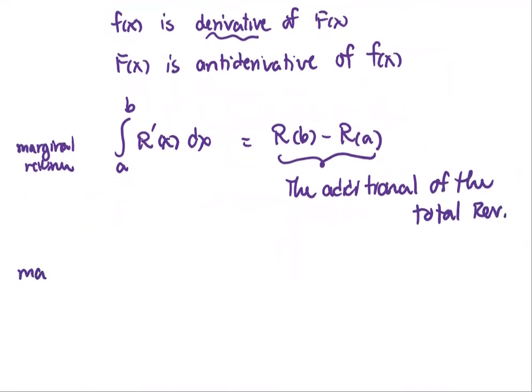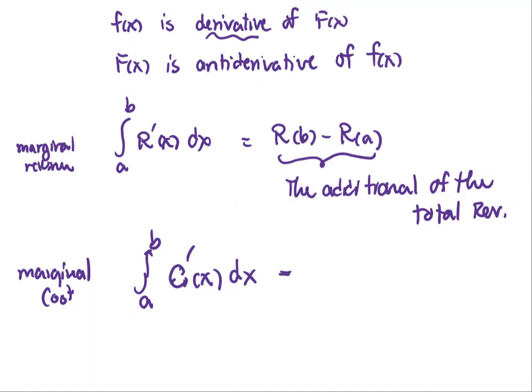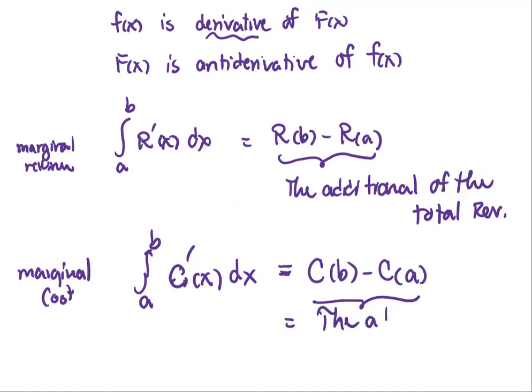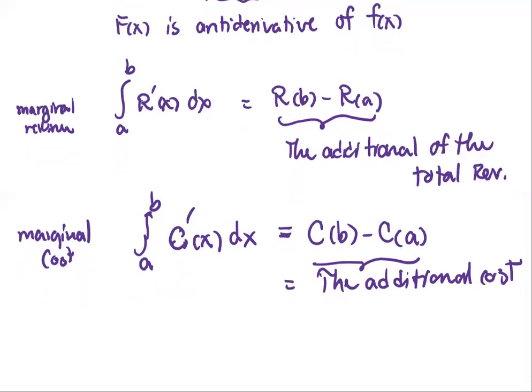And similar to the marginal cost, if we have the integral from point A to point B of the marginal cost, or C prime of x, with respect to x, it is the same as the difference of the cost function at B minus the cost function at A. And this one means the additional cost if x changes from A to B.